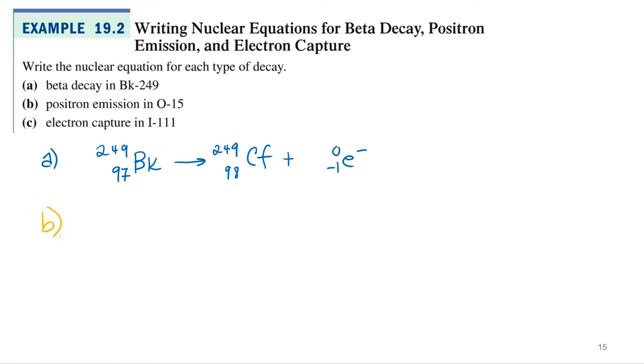B. Positron emission of O15. So that's oxygen. What's oxygen's atomic number? 8.